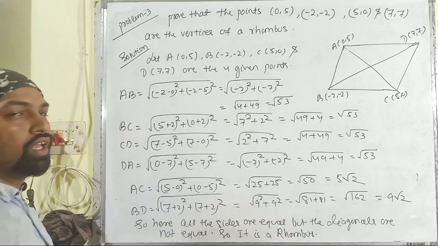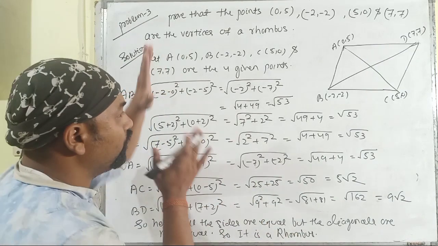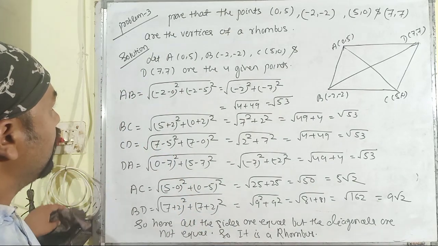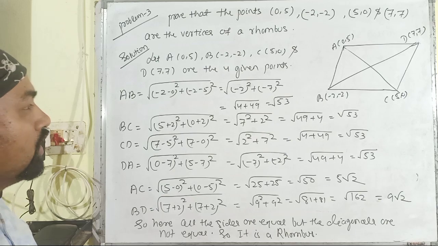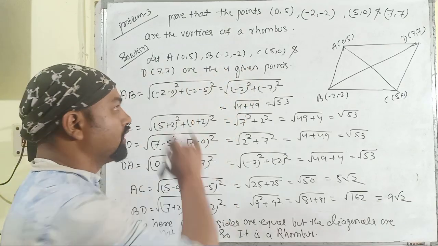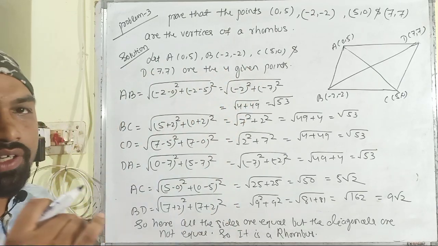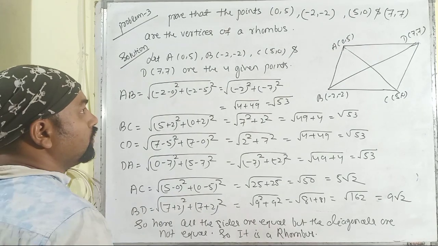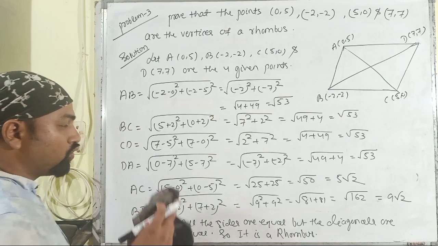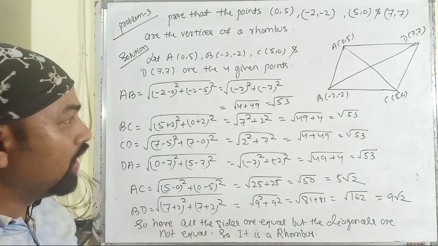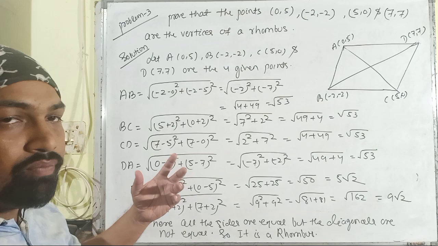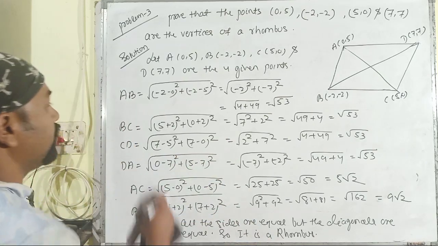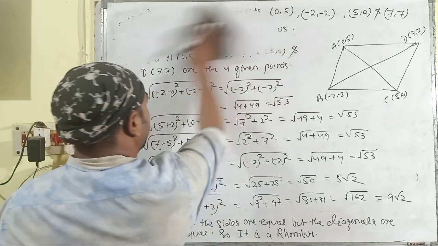So it is a rhombus, and here is the proof of the very important problem for this video session, in which we have proved that these 4 points are the vertices of a rhombus, not the vertices of a rectangle, not the vertices of a square, not the vertices of a parallelogram. It is the vertices of a rhombus. Then moving towards the next problem.